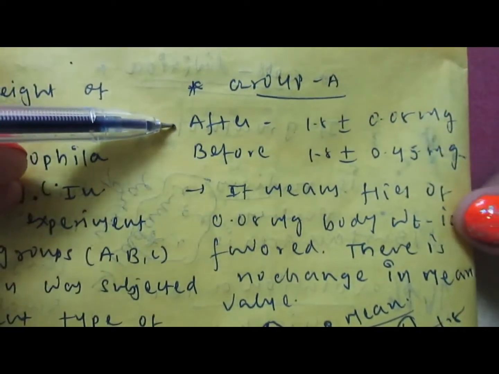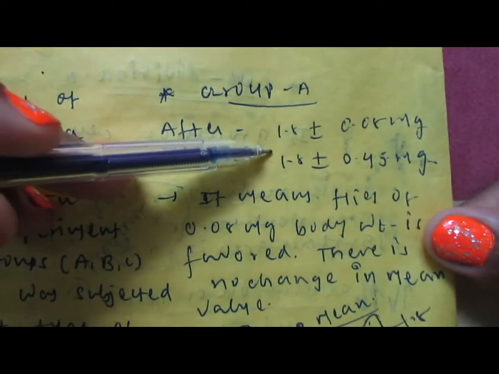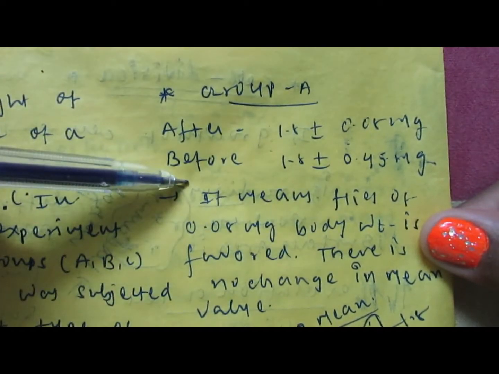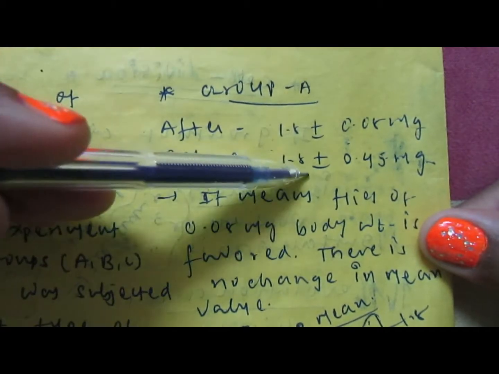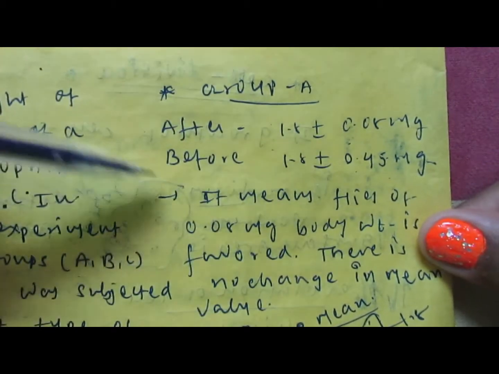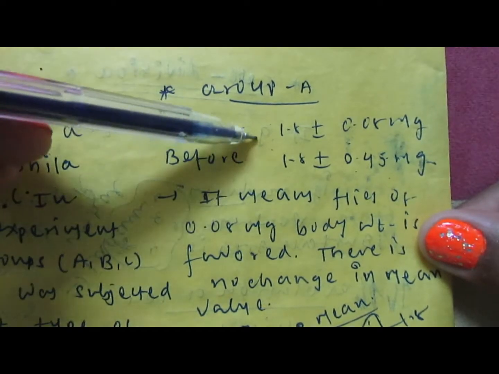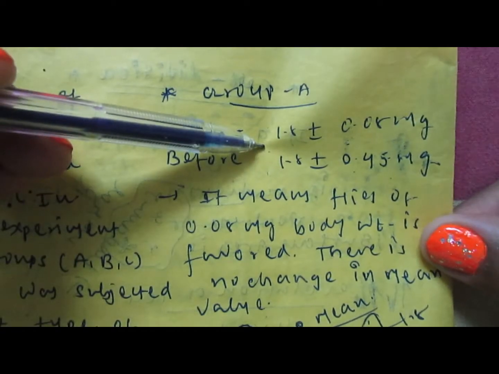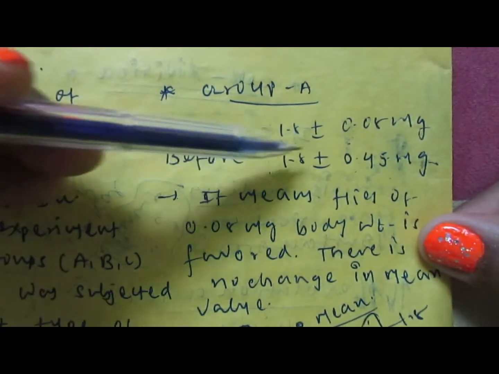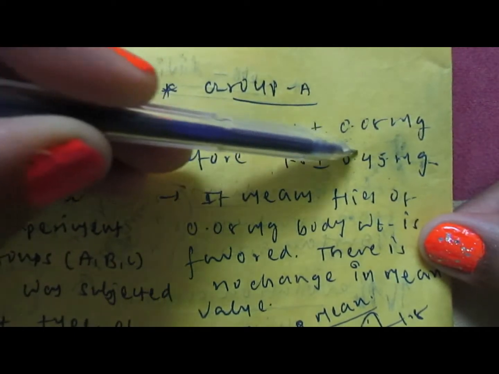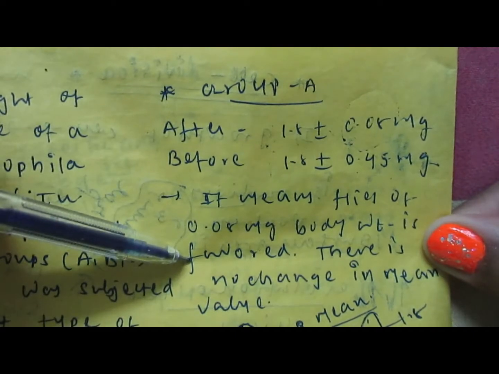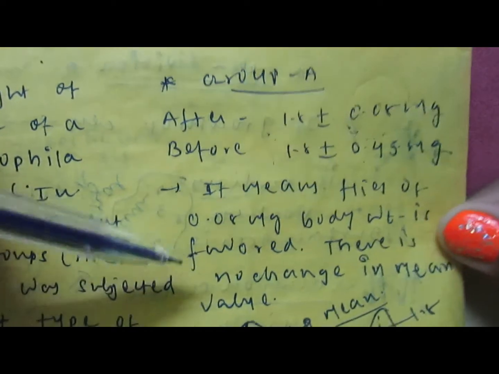So here in group A, after selection pressure, it will be 1.8 plus minus 0.08 milligram, and before selection pressure it will be 1.8 plus minus 0.45 mg. So from this value, we can clearly understand that there will be no change in mean value. Okay, so it means Drosophila fruit fly of 0.08 milligram body weight is favored after selection pressure, and there will be no change in the mean value.